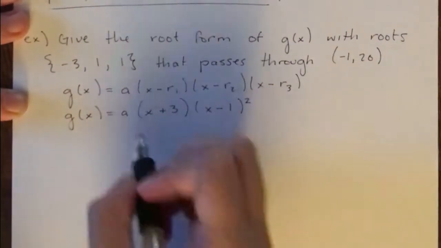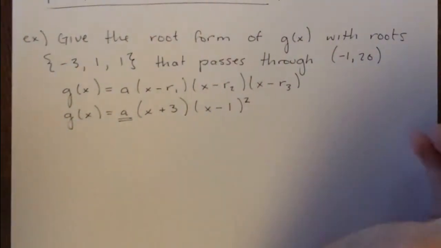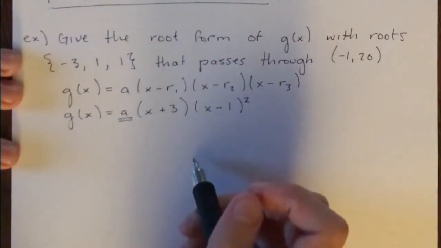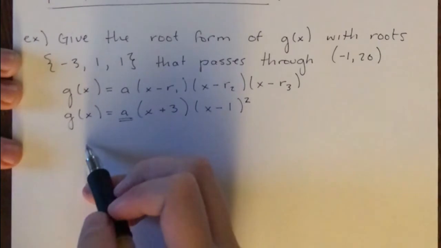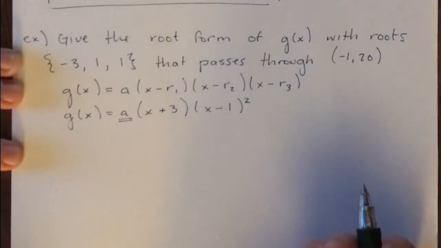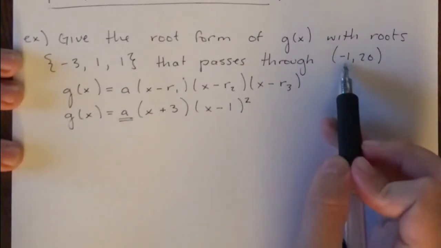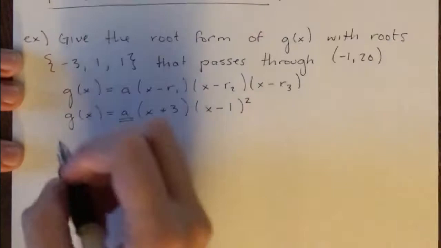Okay, so now all that's left is finding a. We don't want to forget to find a. In order to find a, we need to get rid of all of our other variables, so we can do that by plugging something in for x and g of x. What kind of information do we have here? Well, we know that when x is -1, then y is 20, right?